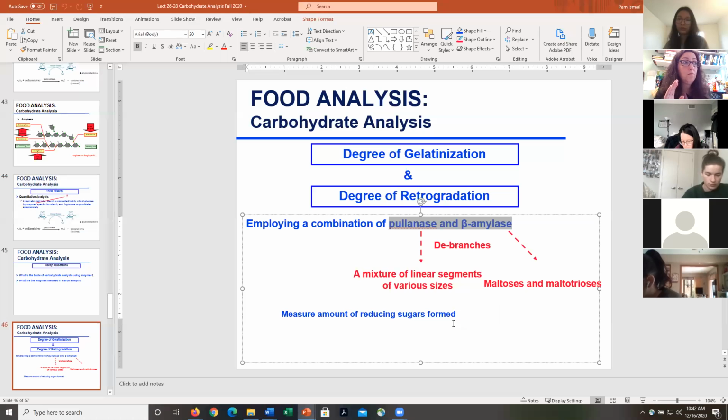So again, just briefly the principle. Both, you would say both are measured by the same method. These enzymes only act on gelatinized starch. So the higher the gelatinized starch, the more reducing sugar I have. The higher the retrograded starch, the less reducing sugar I have.